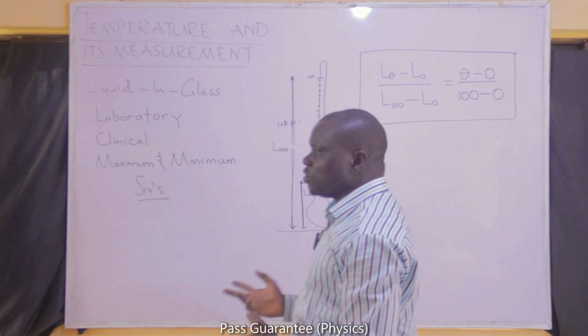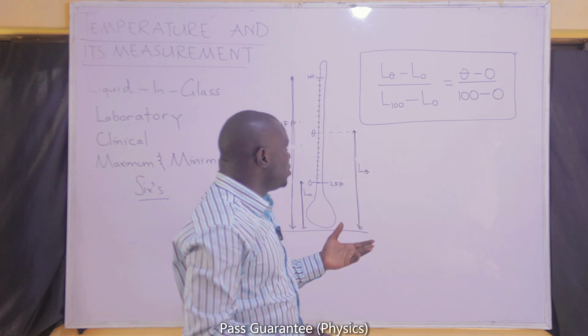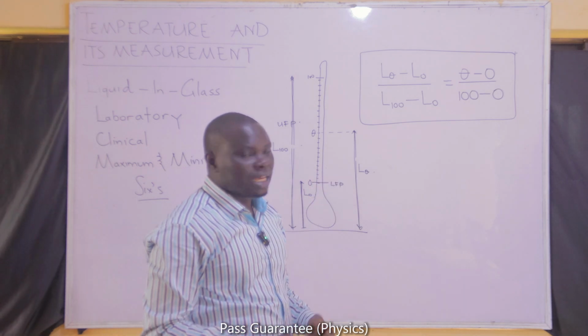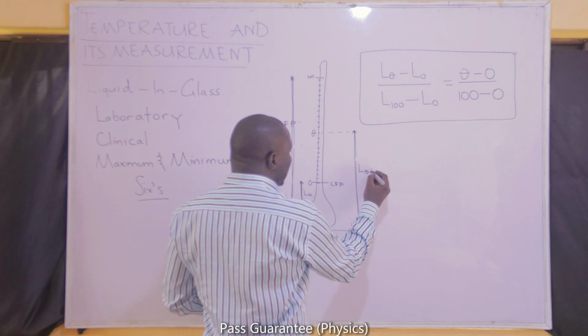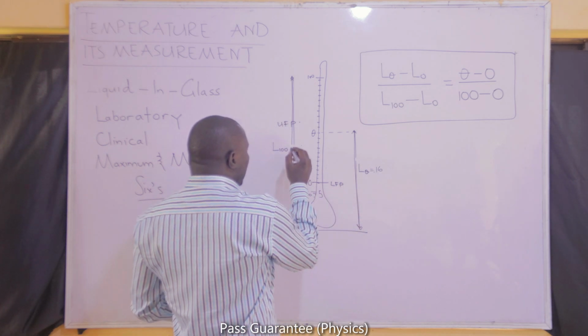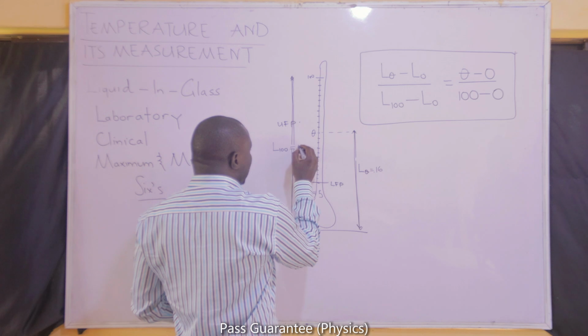If I am going to use this formula, clearly, it simply means that if I want to use it to solve the illustration that I gave earlier, L theta, let us assume, is 16, L0, let us assume, is 5, L100, let us assume that it is 50.